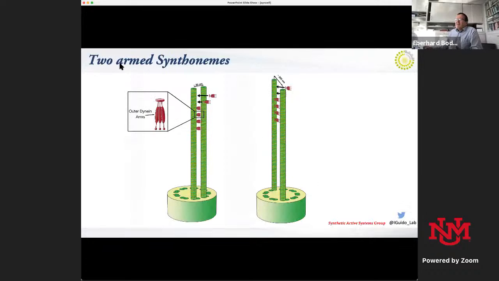So what you now have is a two-armed synthoneme. Again, a synthoneme is just a synthetic axoneme, and the most simple version of it, to be true. You have these outer dynein arms, and you attach them in a periodic manner. The distance here is about 30 nanometers. And then, of course, they could also be further apart like this, and then the motors are even more stretched, and the distance would be 200 nanometers.